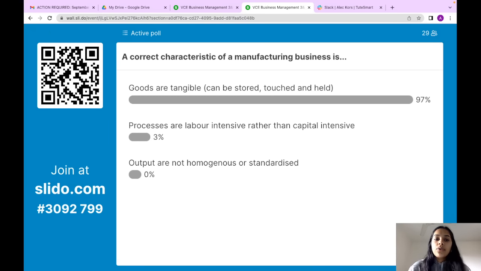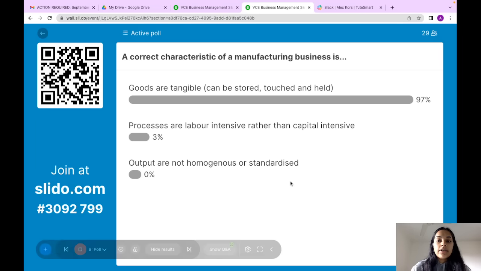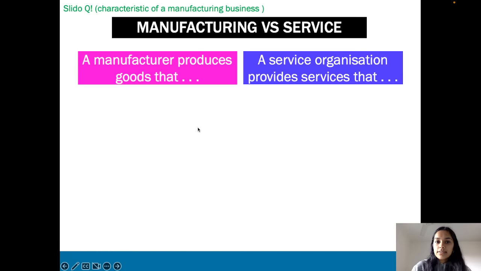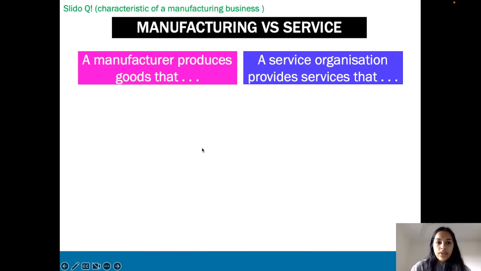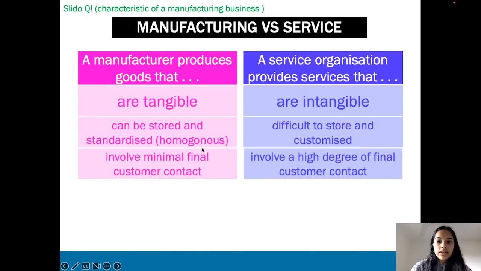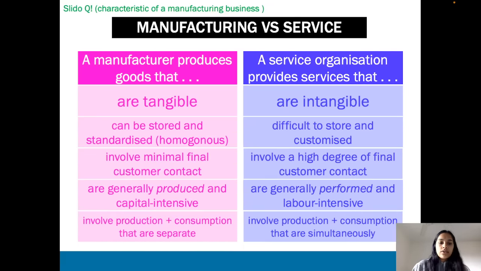So we'll go through the characteristics of manufacturing businesses. Goods are tangible, and that means that they can be stored, touched, and held. So a manufacturer produces goods that are tangible, which means they can be stored, touched, and held. But also their outputs tend to be quite homogeneous. If you think about Yakult, all of their outputs tend to be homogeneous.